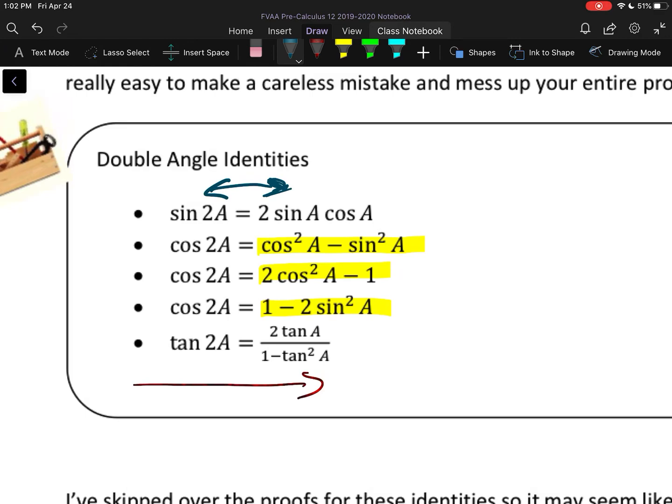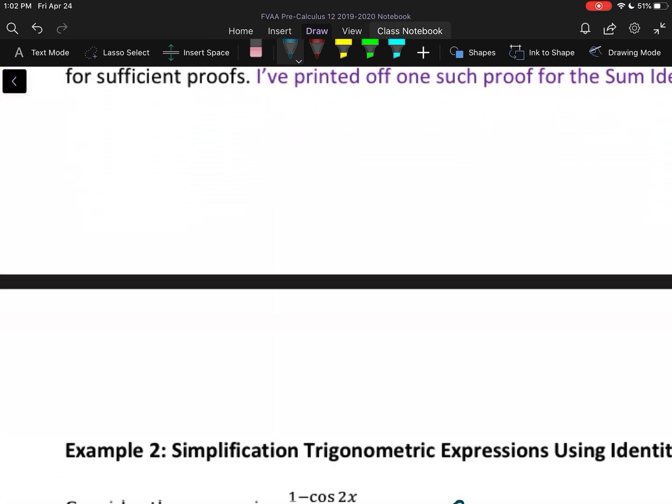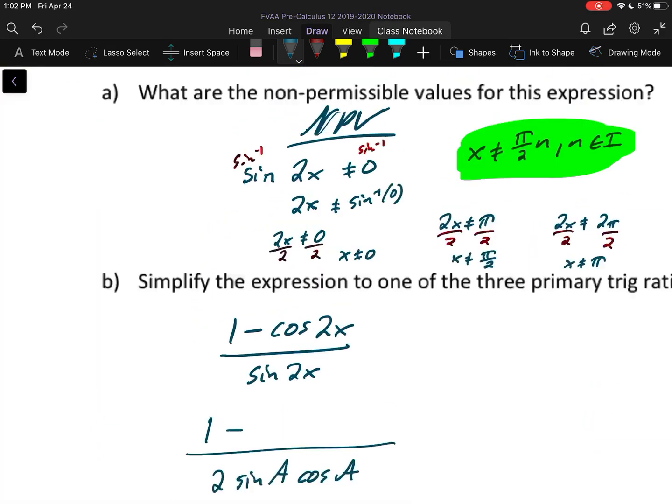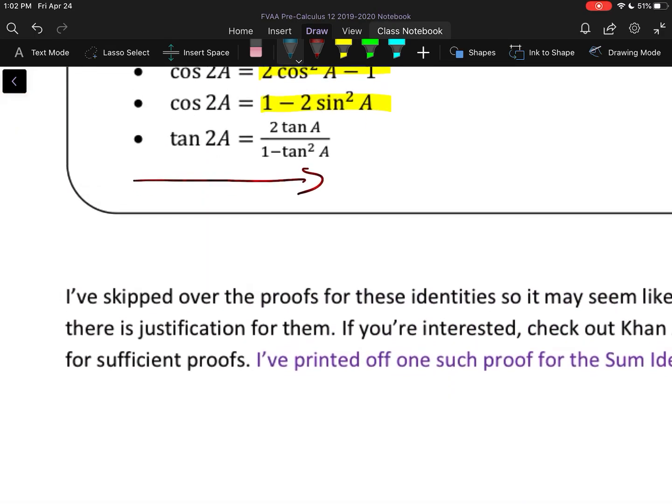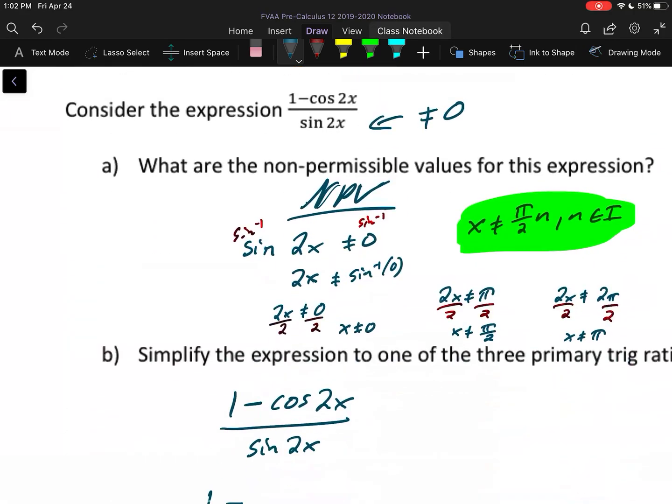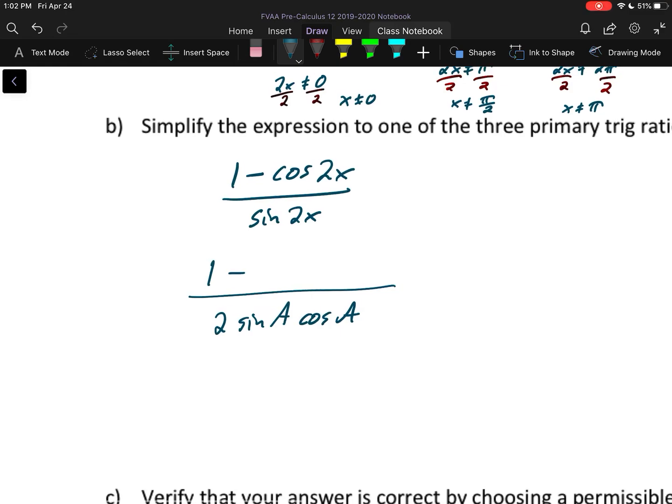Okay, and here there's different approaches that you can take. I'm going to go with the 1 minus 2 sine squared a. Okay, actually, let me write my substitutions in red.